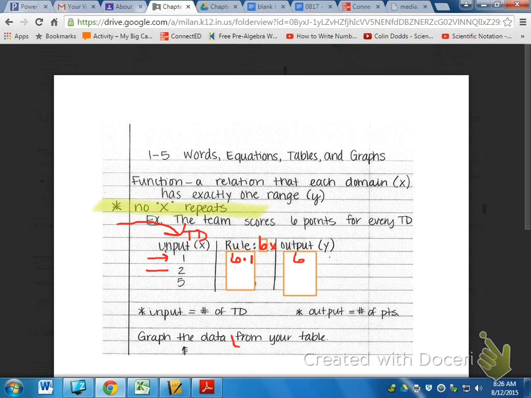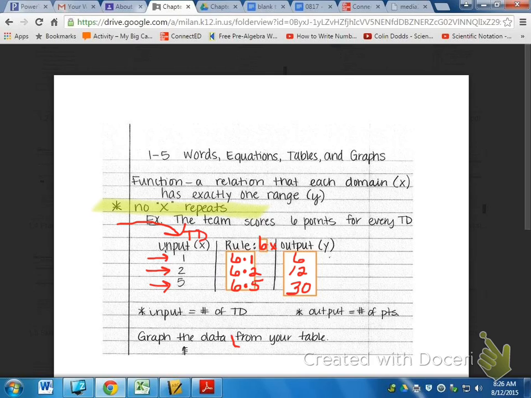All right, the other team, they scored 2. So, Sienna, what do you think the rule is on that row? 6 times 2. And what would the output be? Good job, 12. That team scored 12. Next team scored 5. Wow. Layla, what's the rule in that row? 6 times 5. And what do you think the output would be then? 30. So that team scored 30.